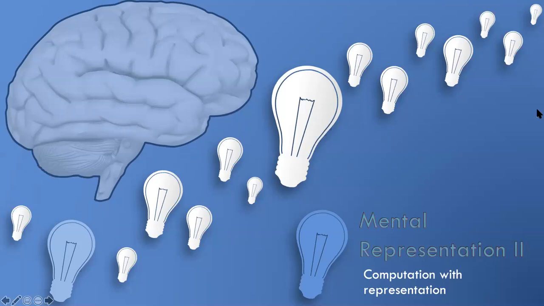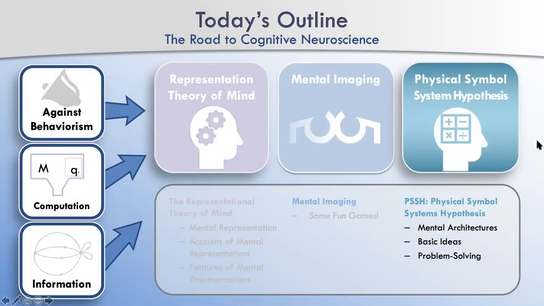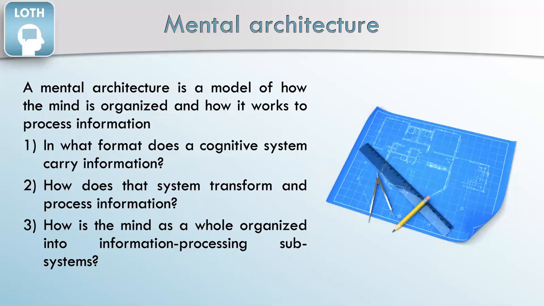Okay, so this is the second video of mental representation. Now we're going to get to talk about the physical symbol systems hypothesis. So before we get that, I want to talk about something called a mental architecture.